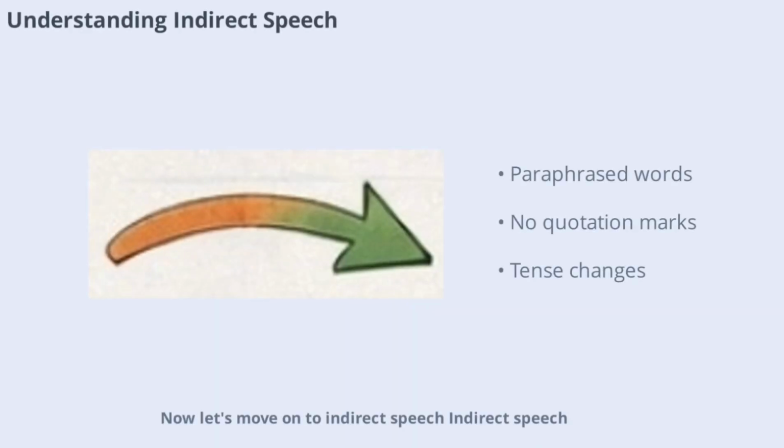Now, let's move on to indirect speech. Indirect speech, also known as reported speech, involves conveying the meaning of what someone said without quoting their exact words. For example, the direct speech "He said, I'm very tired" becomes "He said that he was very tired" in indirect speech. Notice how the quotation marks are removed and the tense of the verb changes. Indirect speech is useful when summarizing conversation or reporting information. It requires careful attention to changes in tense.